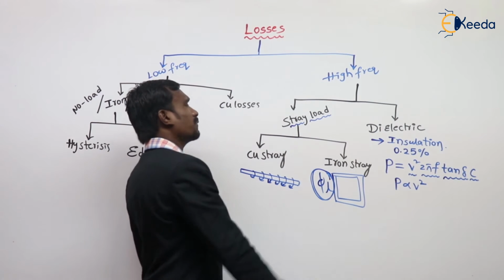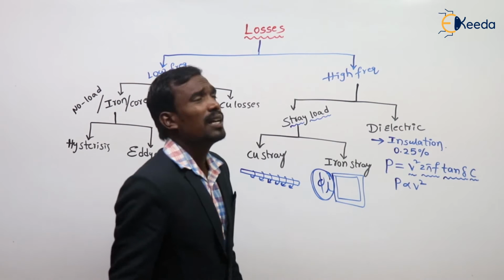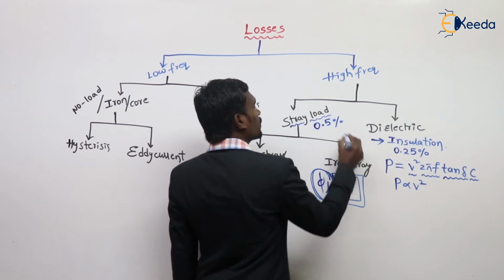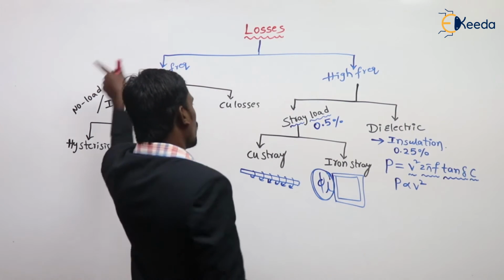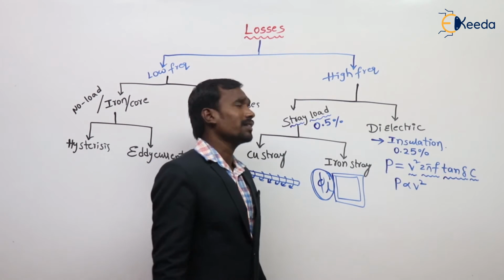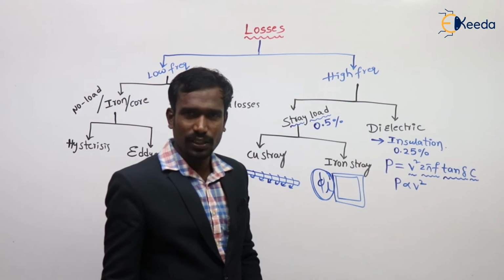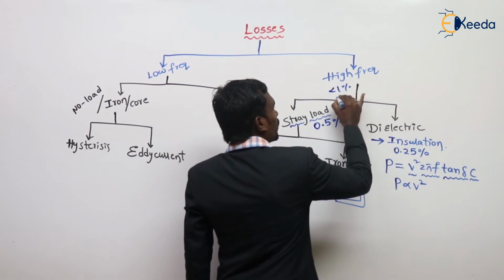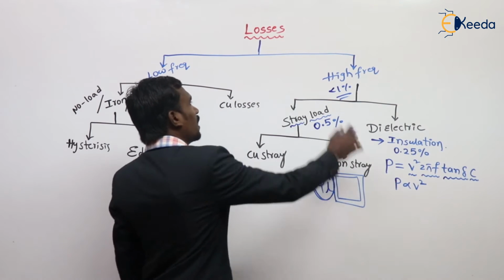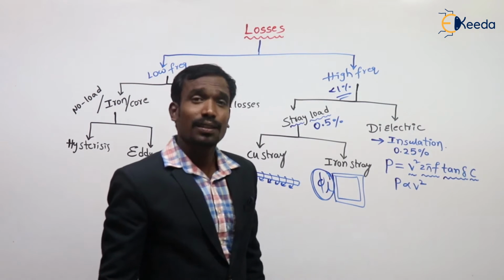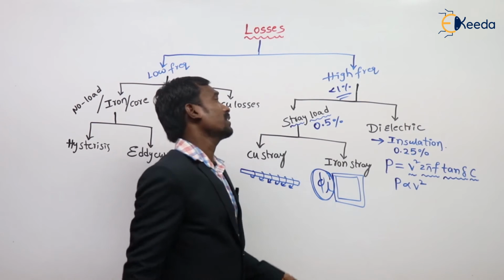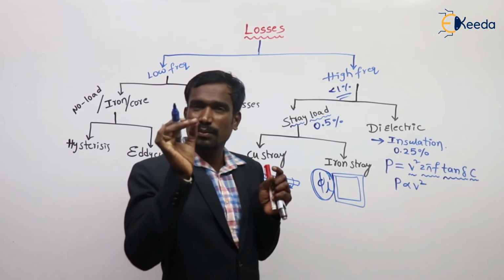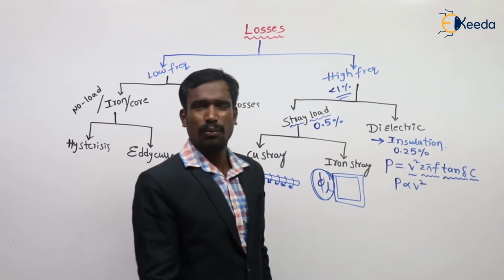Sir, what is the percentage of these stray load losses? Compared among all these losses, the stray losses percentage is just 0.5%. Combined, the high frequency losses are less than 1%. That's why these are negligibly small. That's why in some textbooks they don't mention high frequency losses, because these are very small losses. No need to talk about this one.